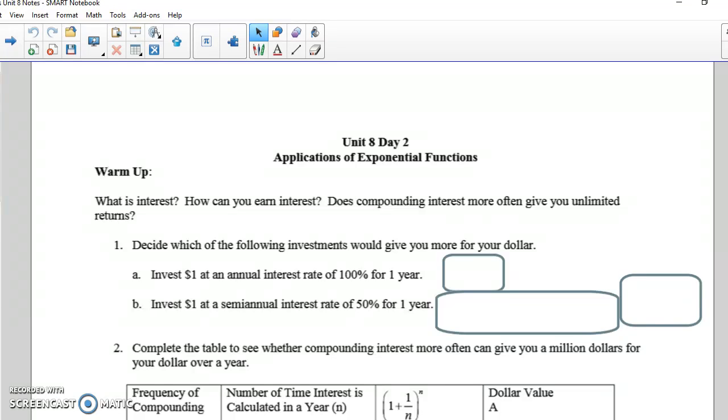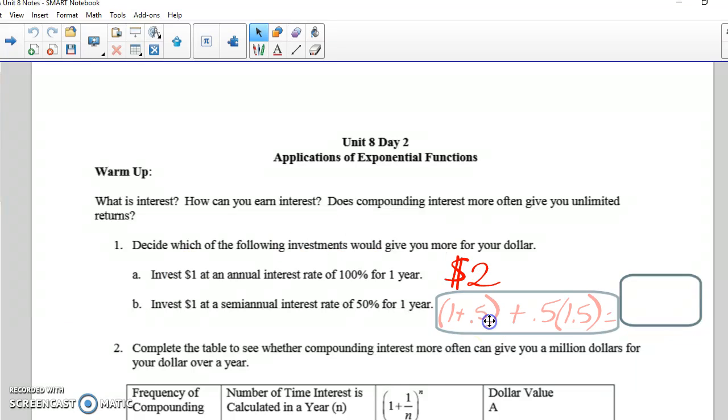Which option is better? So A, invest $1 at an annual interest rate of 100% for 1 year. So at the end of your first year, you've gotten 100% back, so therefore you end the year with $2. Whereas B, we're investing $1 at a semi-annual interest rate of 50% for 1 year. What that means is that you're investing twice. So half the year goes by and you have the interest rate of 50%, and then the other half passes and you get 50% more again.